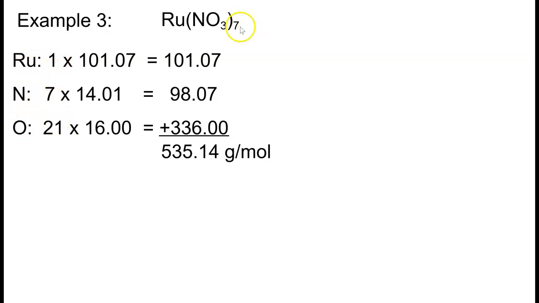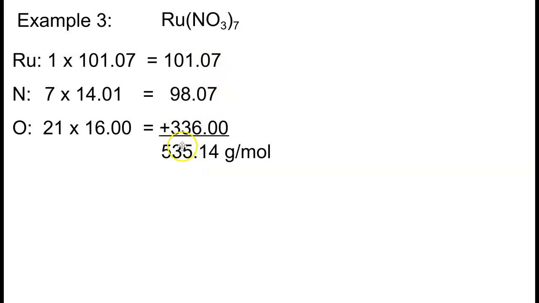1, 7, and 21. Remember, a number outside the parentheses for molar mass gets distributed or multiplied through the stuff inside. That's how I get 7. 7 times 1 for nitrogen. 7 times 3 is 21 for oxygen. Look up their molar masses for each. Come up with your subtotals and your grand total.